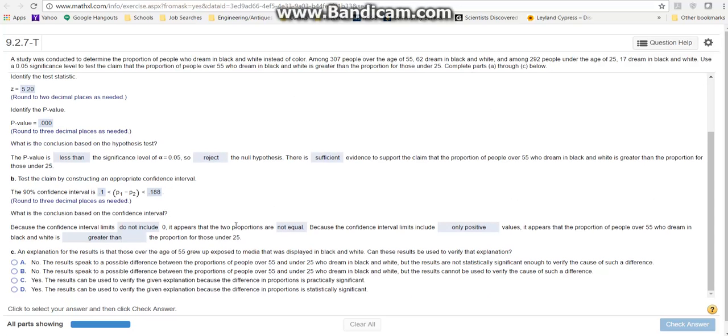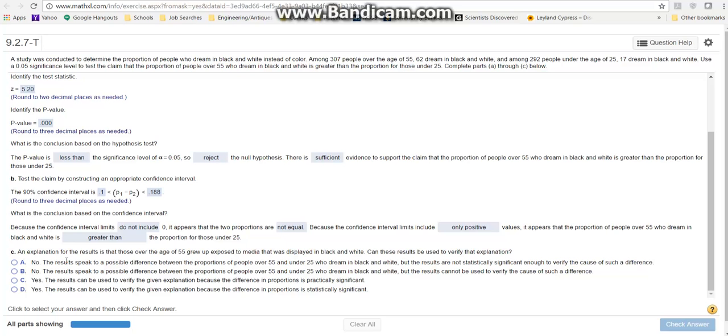Oh, wait, I got one more part. Excuse me. One more part to do here. An explanation for the results of those over 55. An explanation for the results is that those over age 55 grew up exposed to media that was displayed in black and white. Can these results be used to verify this explanation? Well, no, not really.